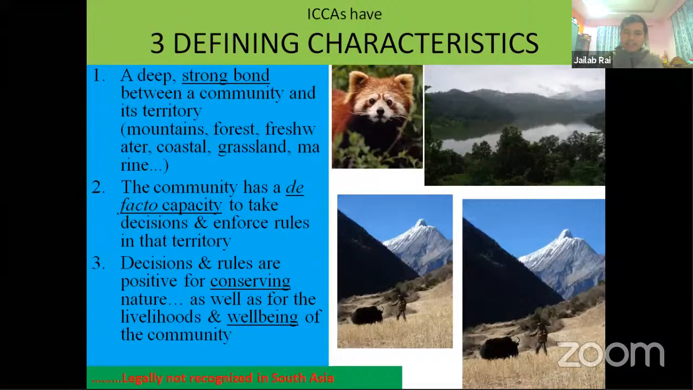And the third characteristic is those territories whose decisions and rules are positive for the conservation of nature as well as the livelihood and well-being of the entire community. So the territories having these three basic characteristics are known as ICCAs. Next one, Shruti.